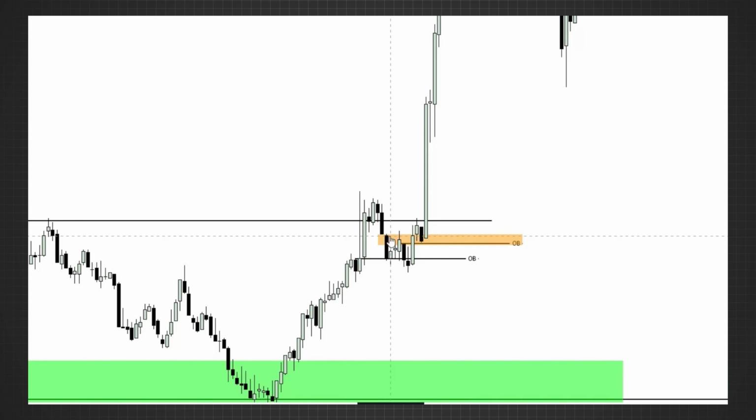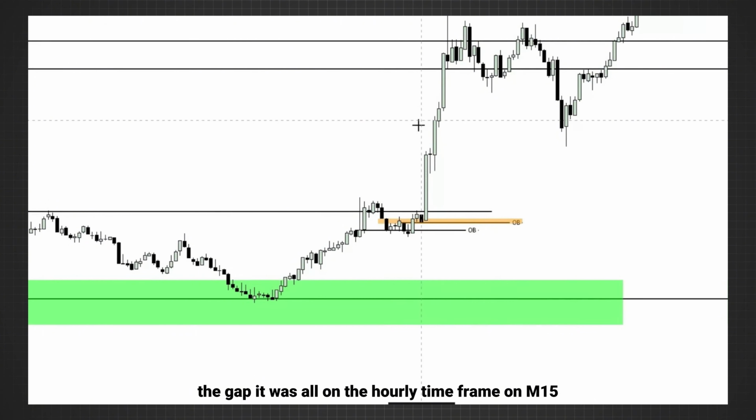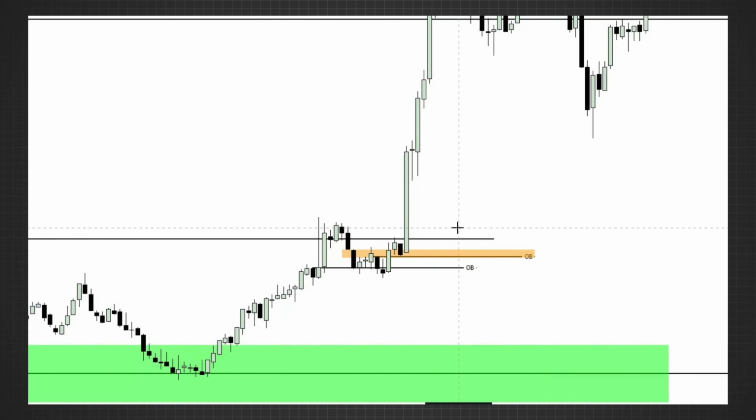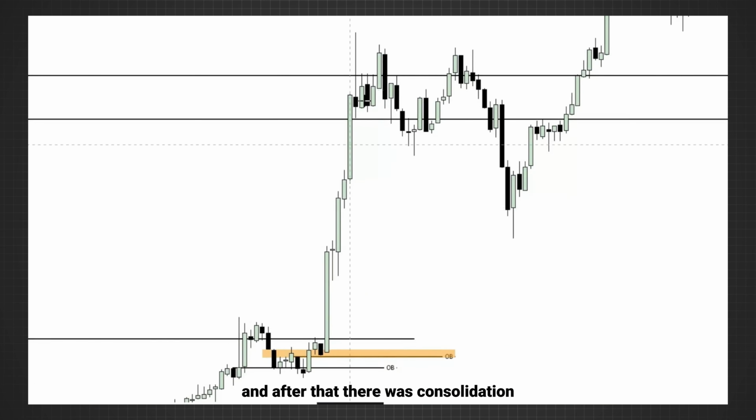Here we fought off the order block, the gap. It was all on the hourly time frame. On M15, here we find the same picture, only on M1. We could already enter here. The first two liquidity pools were removed. And after that, there was consolidation.